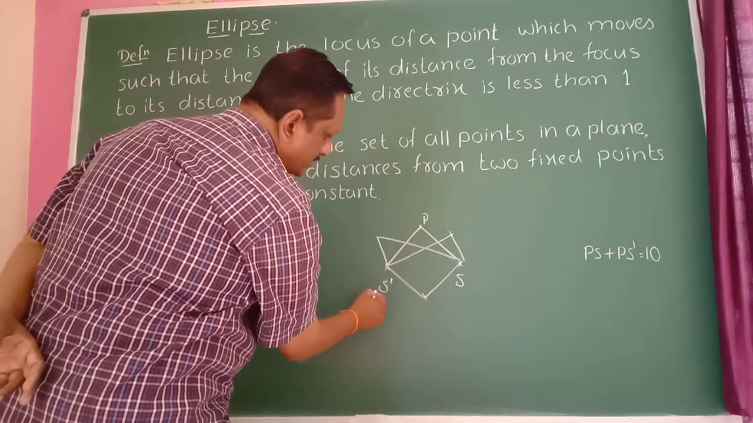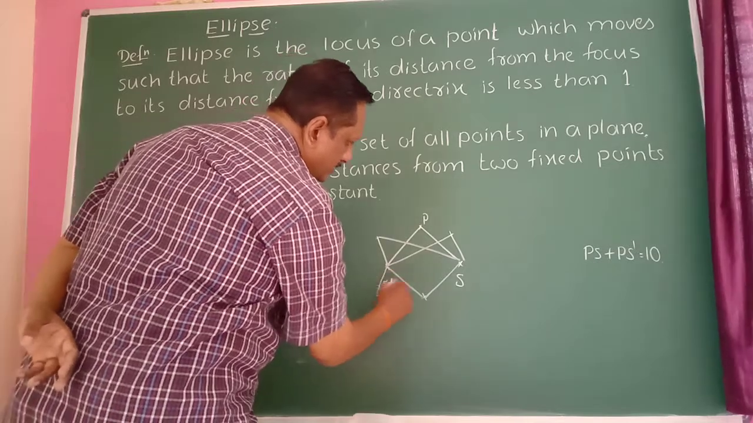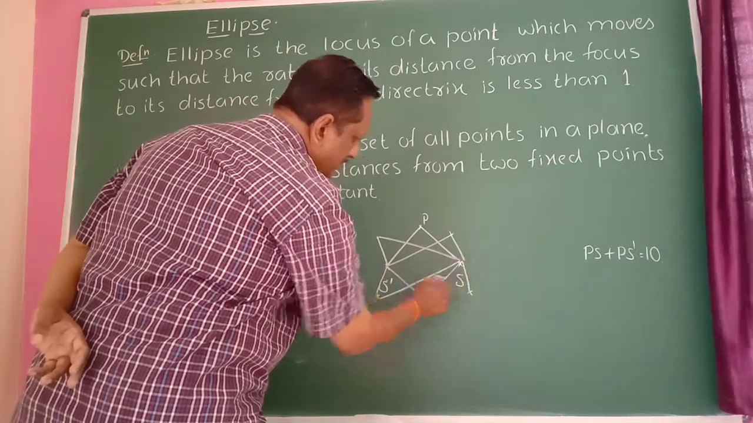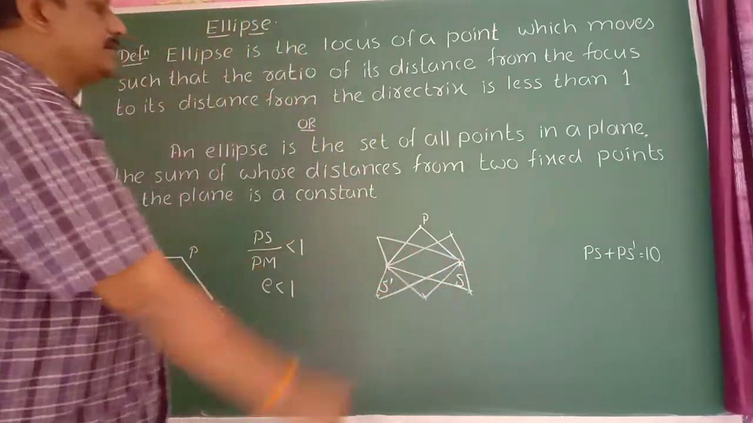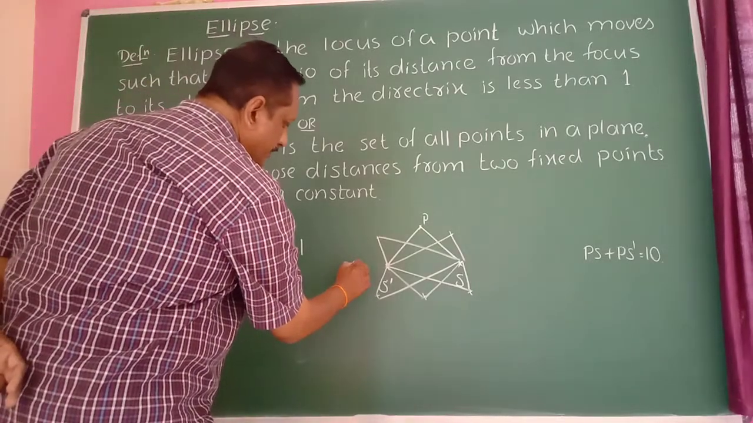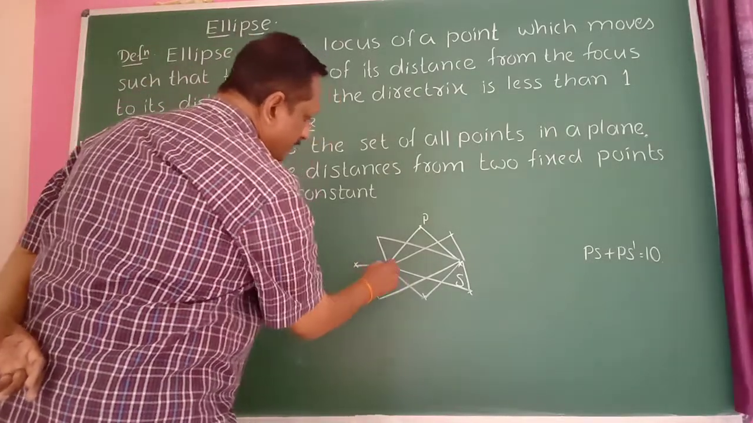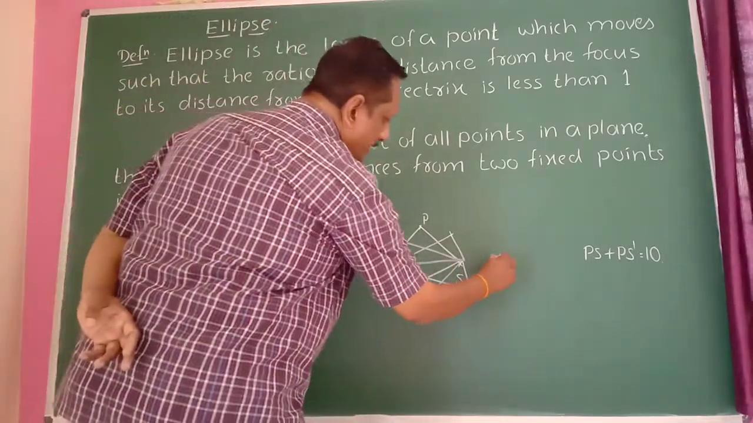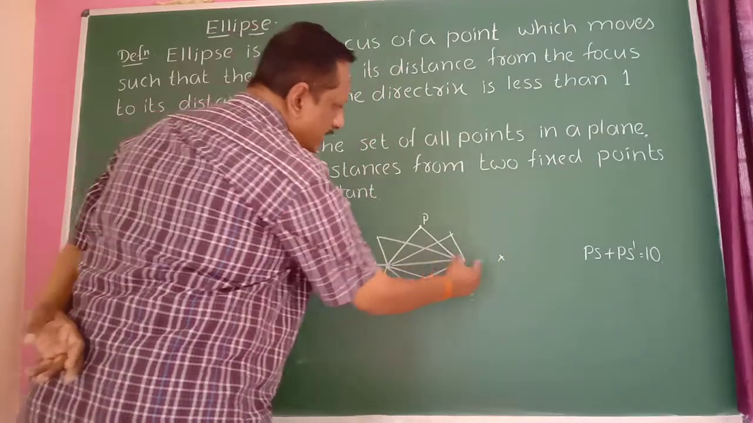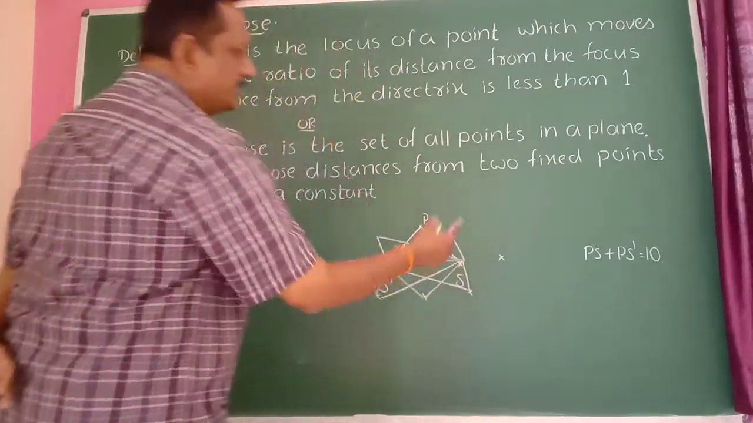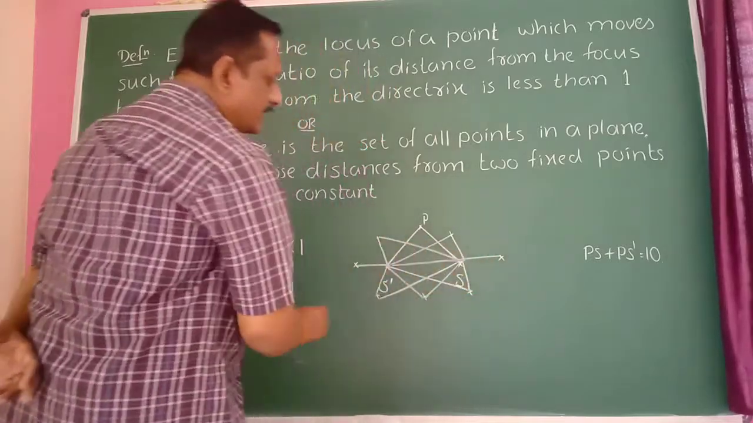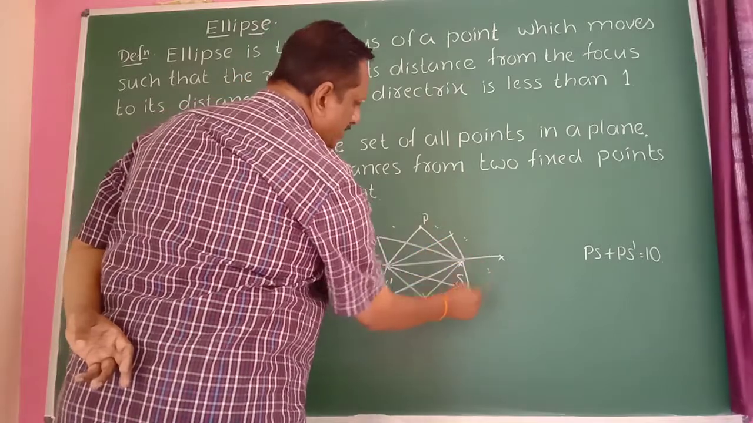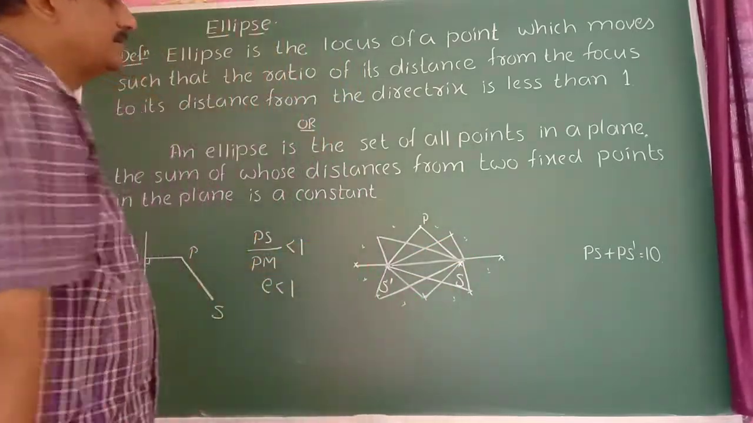Similarly, suppose you consider this point, its sum is also 10 units. Consider this point, then this distance and this distance give a sum of 10 units. Then consider another point: its distance from this point and its distance from this point, the sum is 10 units. Similarly, its distance from S dash and its distance from S, the sum is 10 units. There are so many such points so that the sum of the distances from S and S dash is 10 units.